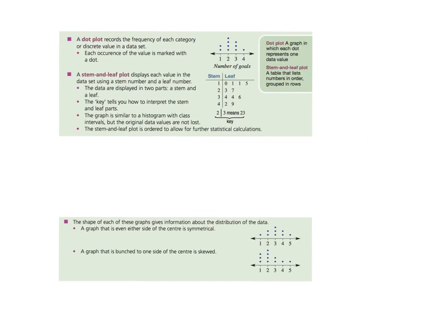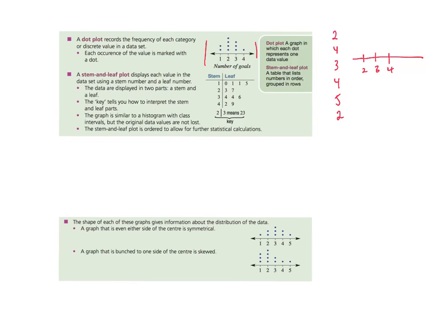Yeah. All right, so let's have a look at these next ones. A dot plot records the frequency of each category or discrete data value in a set. So we can see the dot plot there. If you had a list of numbers, I'll just do an example like that. Say that was my list of numbers. If I was doing a dot plot, I'll put another number there.